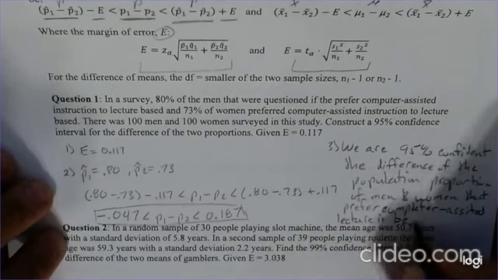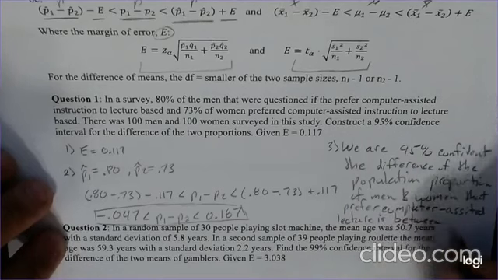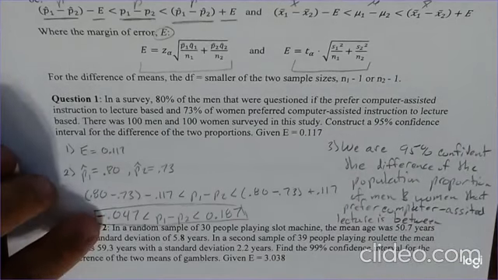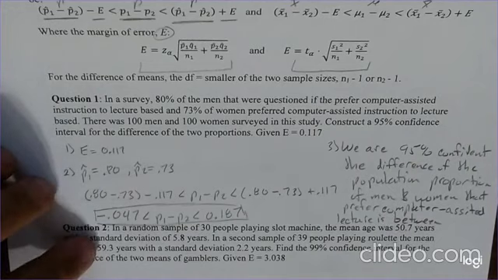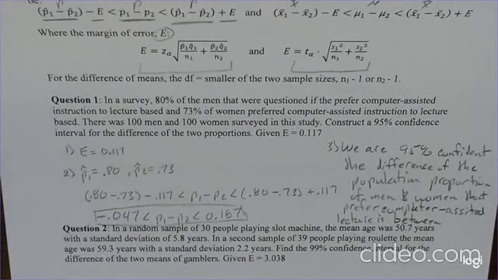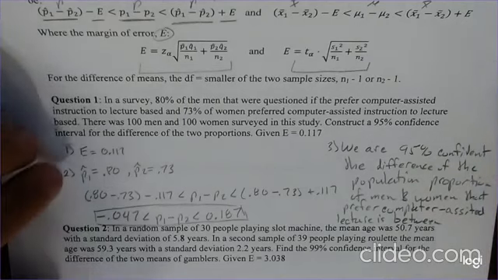is between, and there are two numbers, negative 0.047 and 0.187. Or if you want to go in percentages, this doesn't really make sense, but it's still technically a proportion, so negative 4.7% up to 18.7%, if you want it that way. That's pretty much how this is going to go. A little easier than the other ones because you actually don't have to calculate margin of error. So that's for proportion.